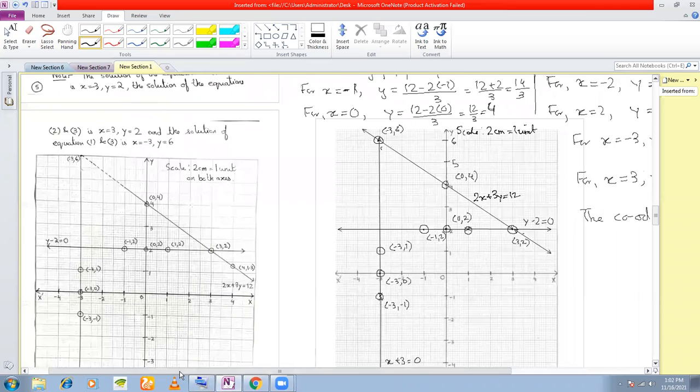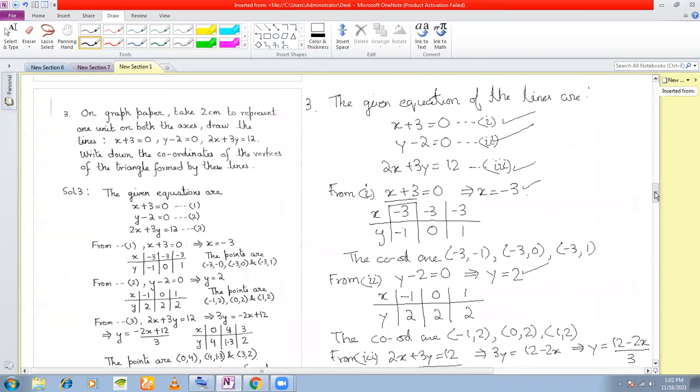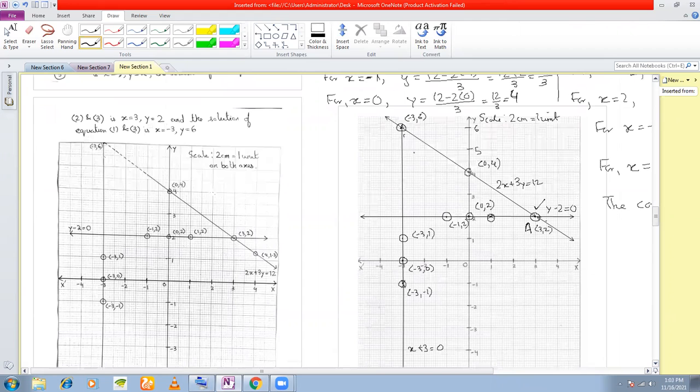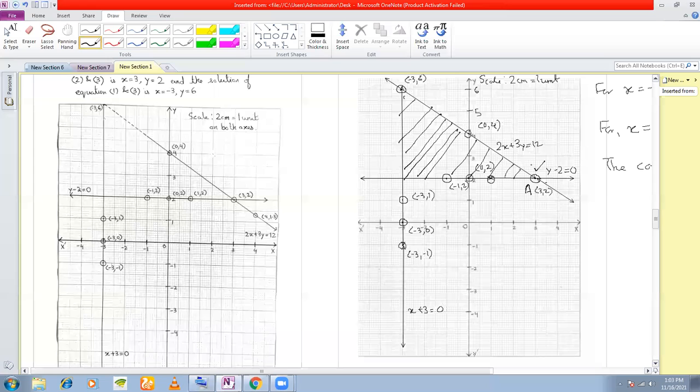Now let's see the question. Write down the coordinates of the vertices of the triangle formed by the lines. What are the coordinates of the vertices here? This is the first vertex. Let's call this A. Which one is the triangle formed? This is the triangle formed by all the three straight lines. Agreed? Yes, sir. Okay, agreed. So there are three vertices.